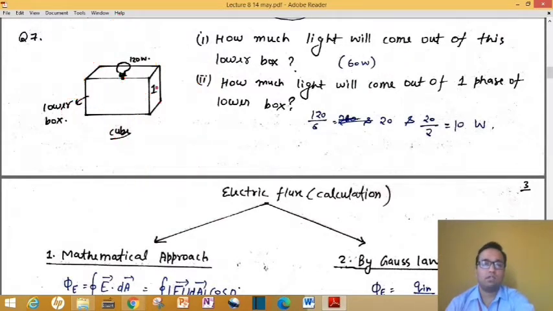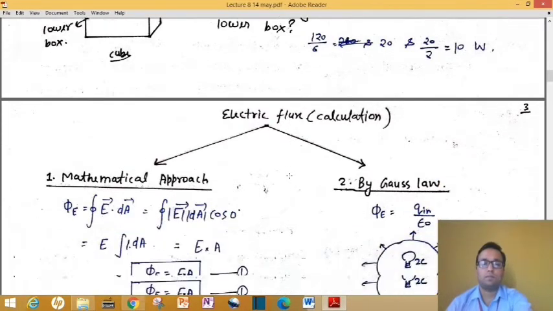So if I ask you how much light will come out by this face, you know that for the complete face we have 20 watt power, and this is half of the complete one. So from this surface 10 watt of power will come out. Now I hope you got some idea about such types of questions. The same type of question you will see in electric flux, and it will be easy for you now to solve such problems. So let's start our topic, that is electric flux.